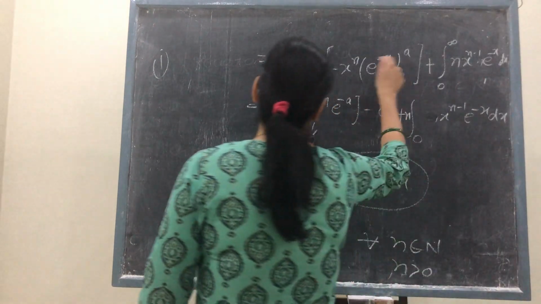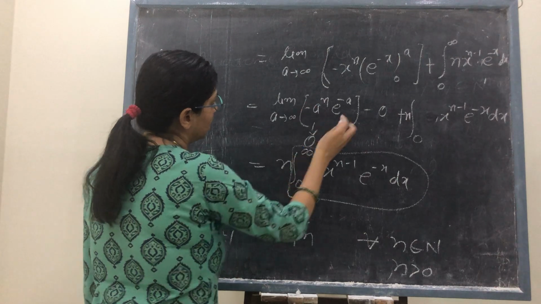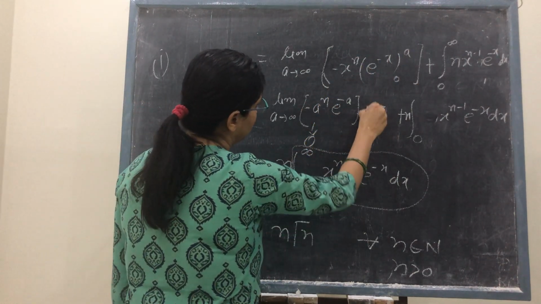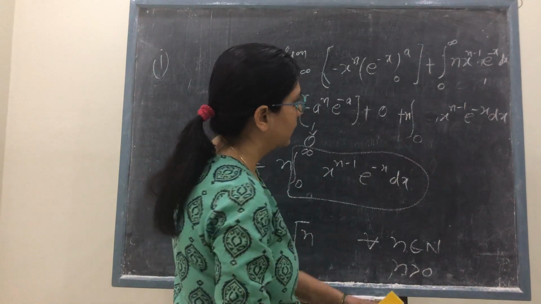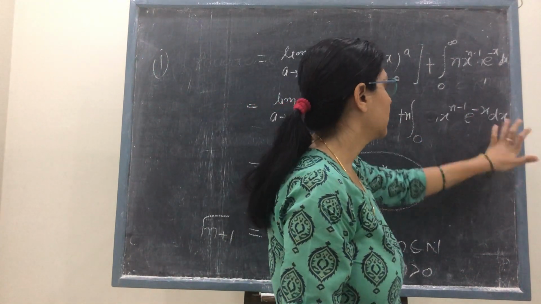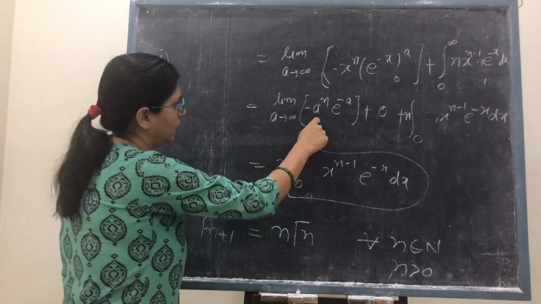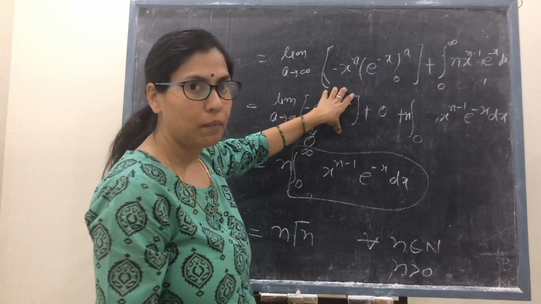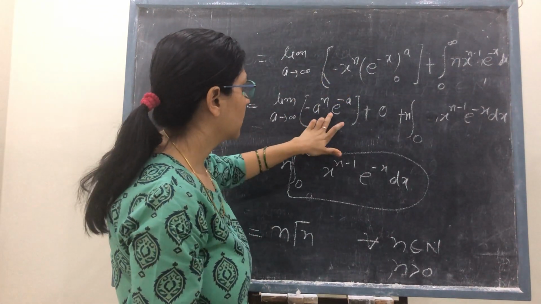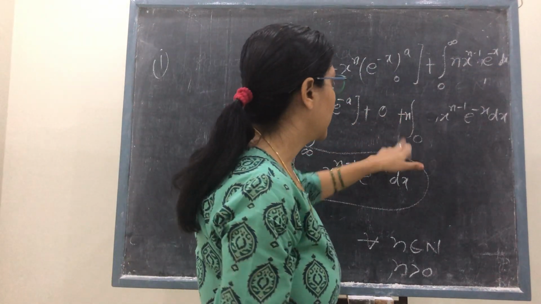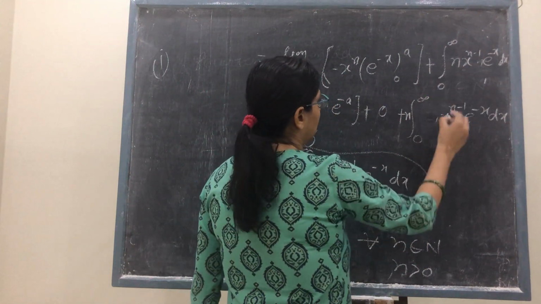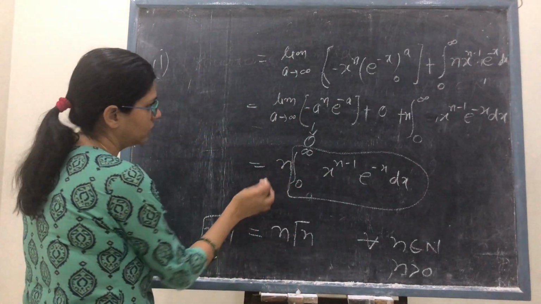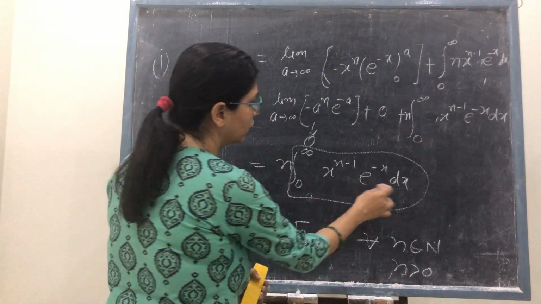Now putting the limit, this is minus sign, putting x equals a gives a to the power n e to the power minus a, plus 0, and then n times the integral of x to the power n minus 1 e to the power minus x dx. Putting a equals infinity, this is 0, applying L'Hospital's rule or any other method, this becomes 0. This is n times the integral from 0 to infinity of x to the power n minus 1 e to the power minus x dx. This n is outside of the integration because it is independent of x.